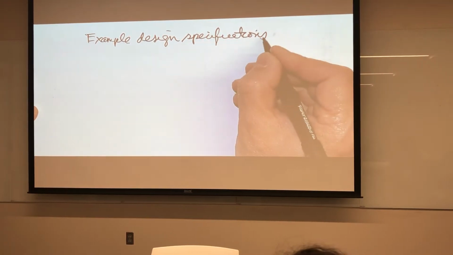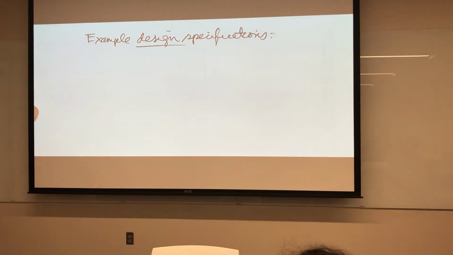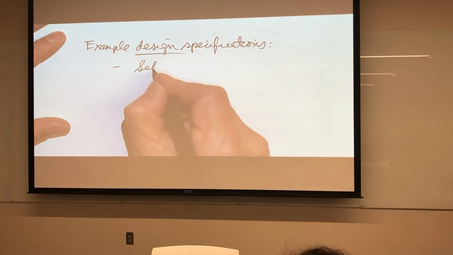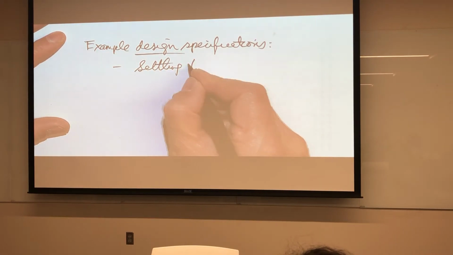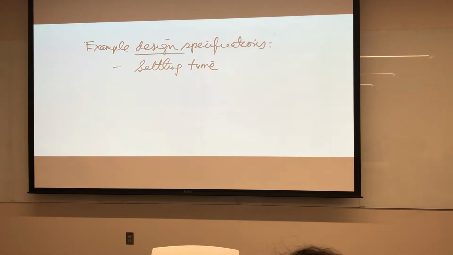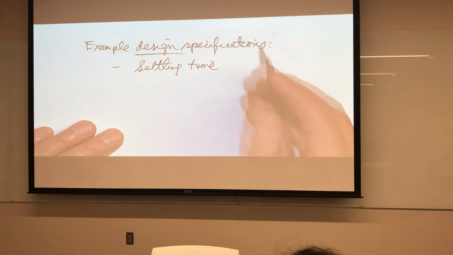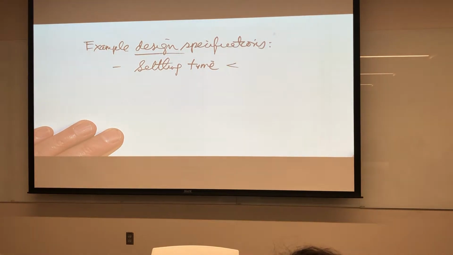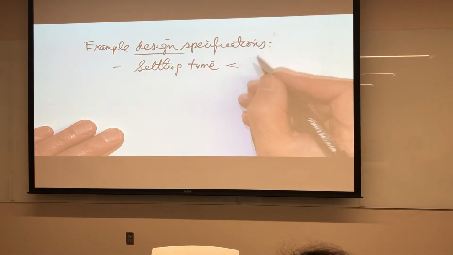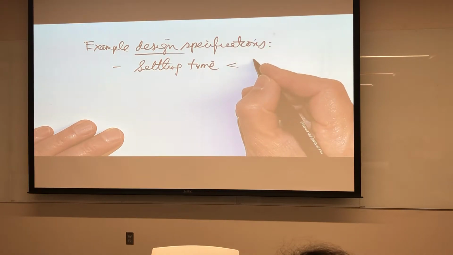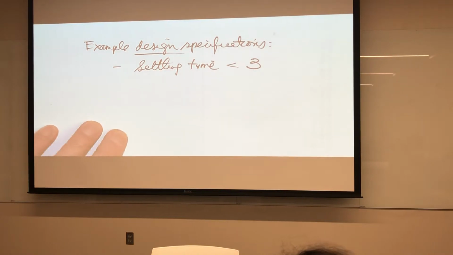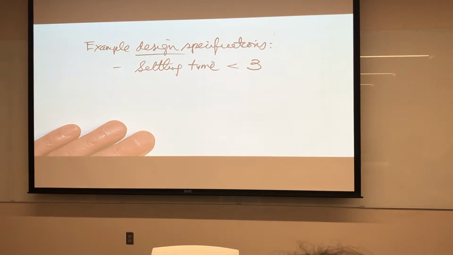Design specification. Okay, so these are the specifications in time. So we may say, for example, I want a settling time less than, let's say 4, or let's say 3. I keep on using even numbers. Today, let's use an odd number. Settling time less than 3 time units.